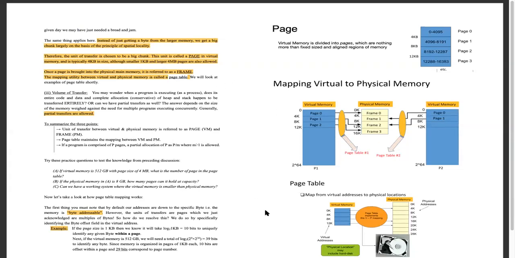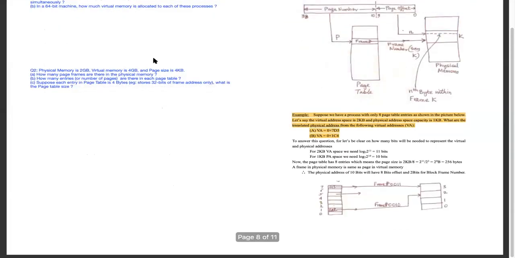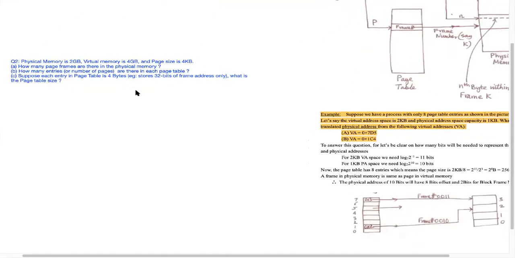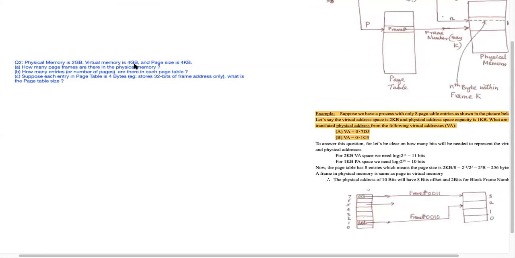Now, since virtual memory is guaranteed to be 4 GB for each process, each page table is going to have the same number of pages. Right, great.